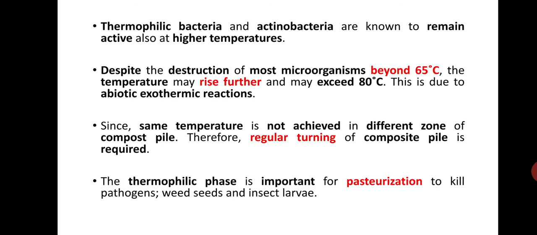Even then, at that temperature range, destruction of certain microorganisms occurs. Temperature keeps on rising because of metabolic activities, and it may exceed 80 degrees centigrade, because of these exothermic reactions. Because of that, regular turning of the pile is required so that the temperature is uniform. So this phase must be clearly understood. The thermophilic phase is very important for pasteurization, also to kill pathogens, weeds and insect larvae.